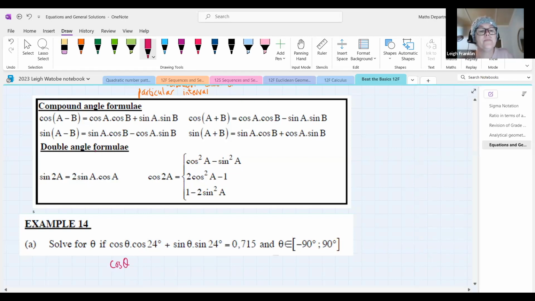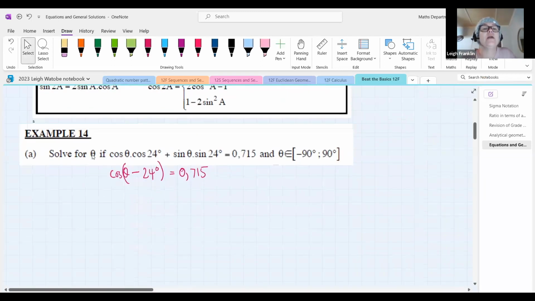Okay, cool. So you'd say a cos bracket theta plus 24. I mean theta minus, sorry, theta minus 24. Lovely. Keep going. And then you'd also apply, is equal to 0,715. Lovely. Well done, Amahle.